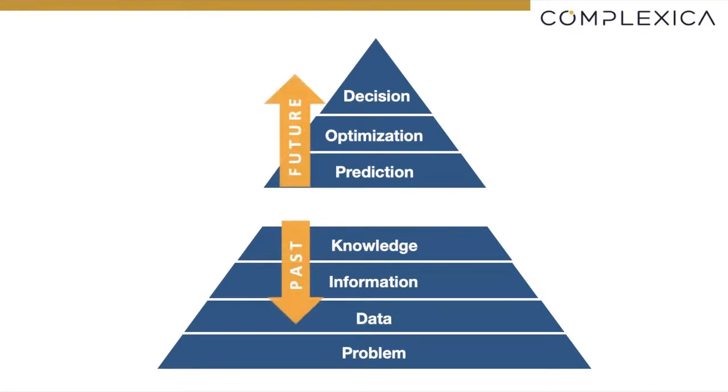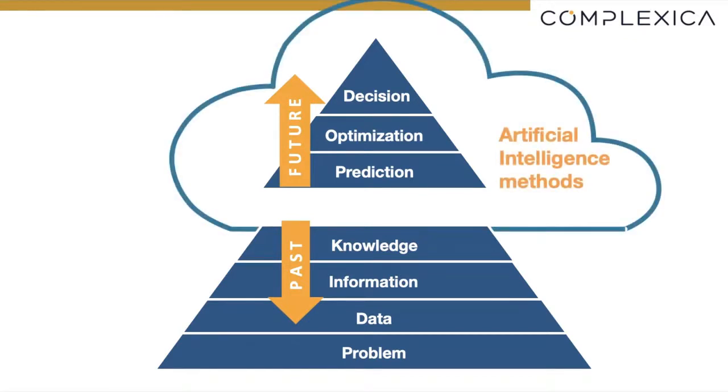And this is attributable to the fact that knowledge, information, data, they represent the past. They represent what happened. Whereas prediction, optimizations, and the decisions that we're going to make represent the future. Where artificial intelligence sits is in the top part of the pyramid, and that is where the value is in terms of creating value in an enterprise. We're going to create value by making better decisions in the future, not by changing what happened in the past.